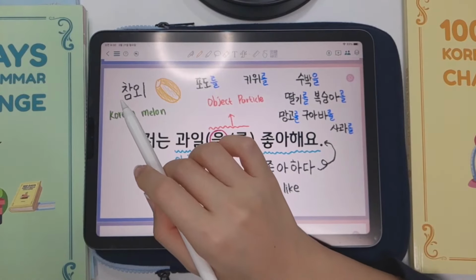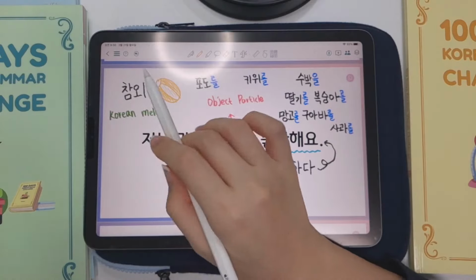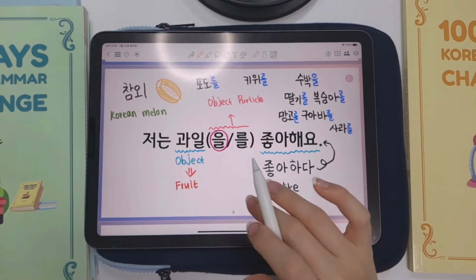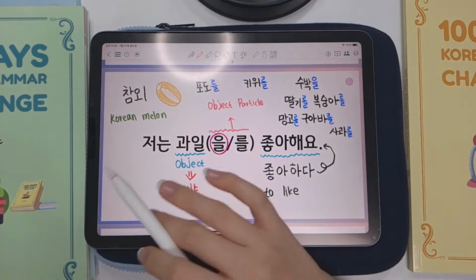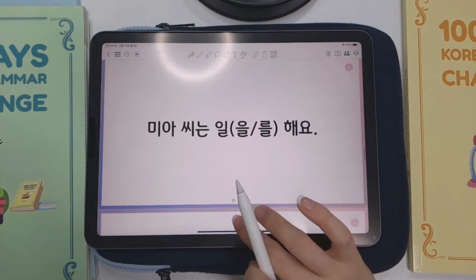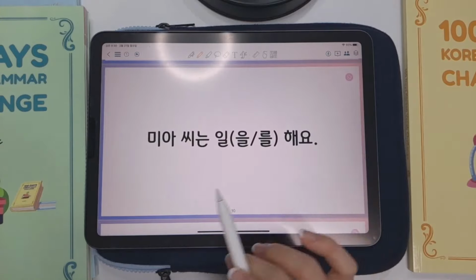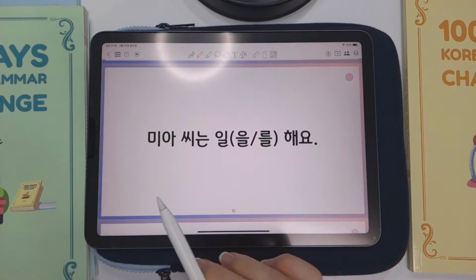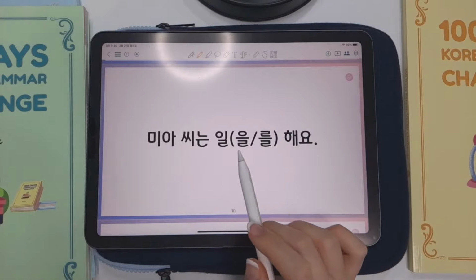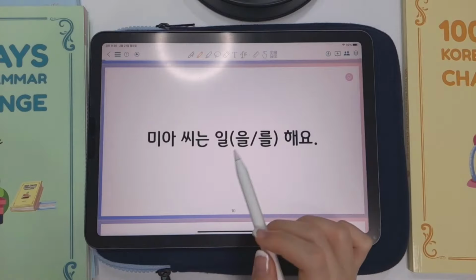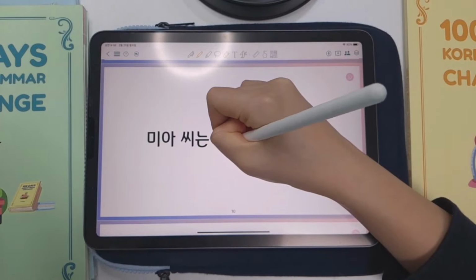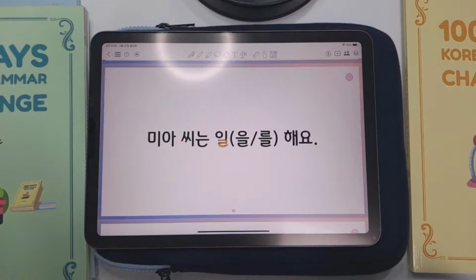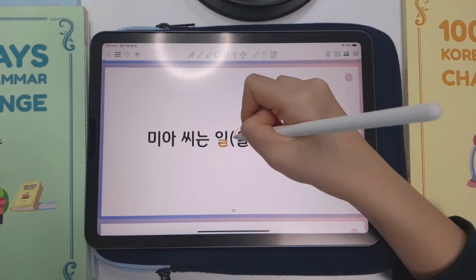I've never had that. Yes, because many foreigners haven't seen this fruit before. 참외. Okay, so please Google this word after this class and let's dive into next sentence. 미아 씨는 일을 or 를 해요. 일 has final consonant 리을. 맞아요. 받침이 있어요. In this case, we have to use 을, right?